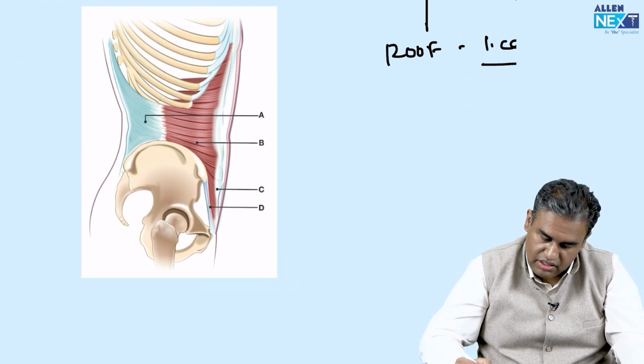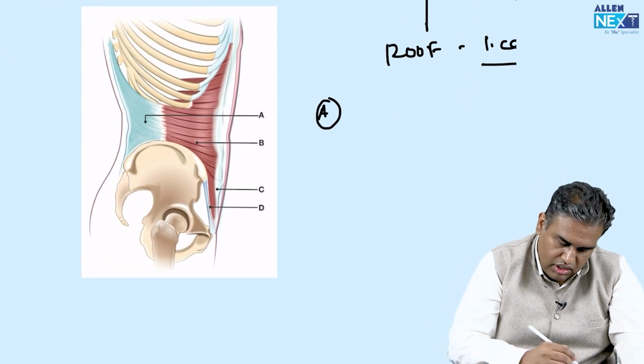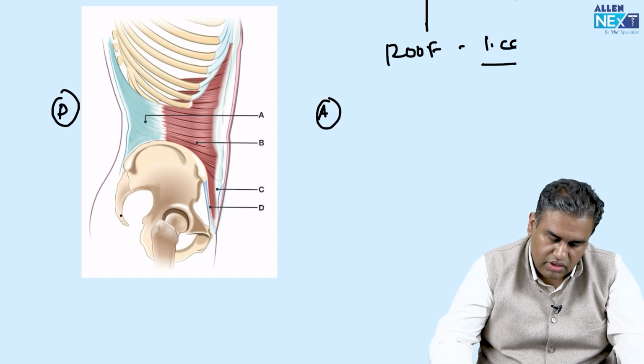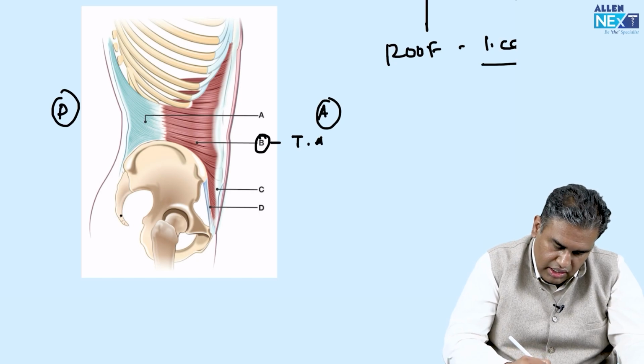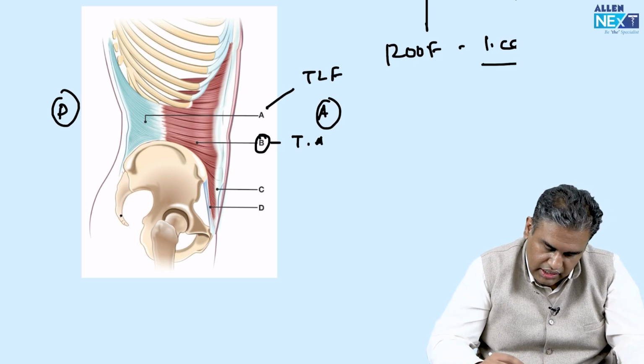Okay, look at the image. First of all, decipher what is anterior and what is posterior. You can see the ribs, you can see the sacrum over here. This is the muscle which they are saying. The B option is the transverse abdominis, right? A would be the thoracolumbar fascia, right?